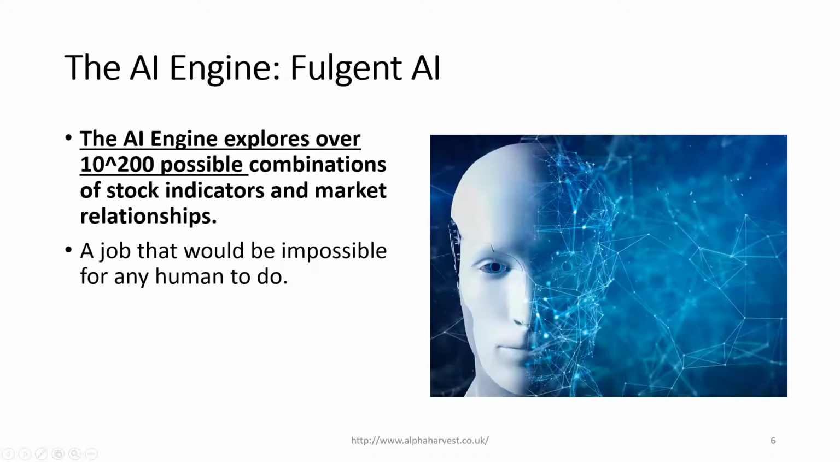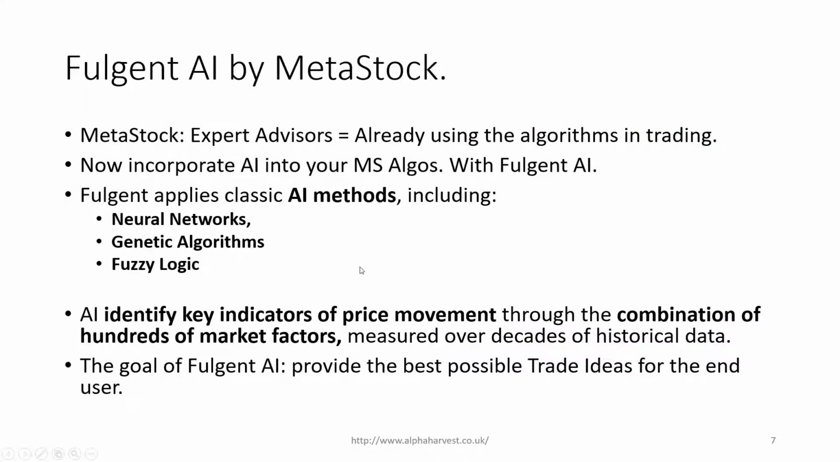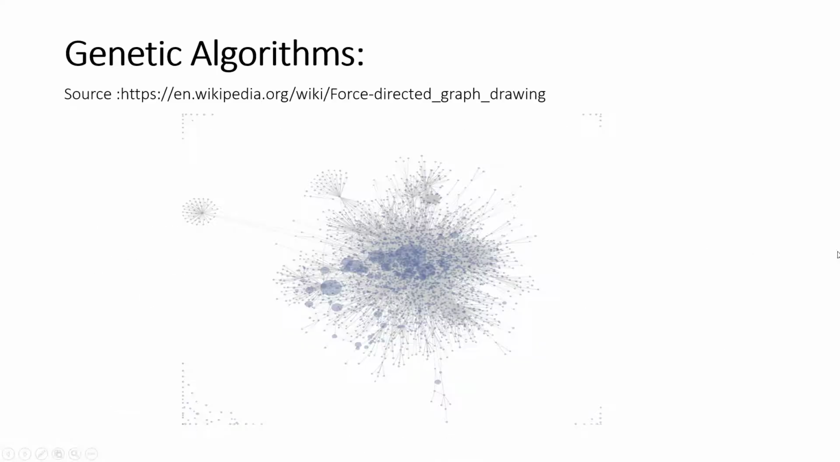For those of you that are new to AI, a brief description on how this AI works. Basically, the tip of the iceberg is that the Fulgent AI engine does 10 to the power of 200 different combinations of stock indicators and market relationships, and you can see that's quite an impossible task for a human to do. So we're using the AI to go out and find high probability trades using neural networks, genetic algorithms, and fuzzy logic. The way this works is, let's say you've got 1 or 2 technical indicators, like one of my favorites, MACD, stochastics, and momentum, would make up 3 of these nodes.